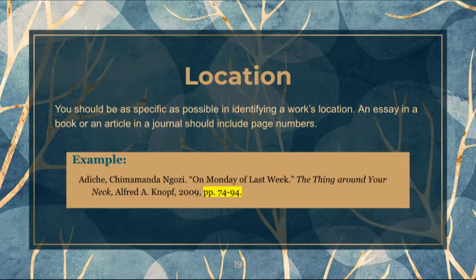Now, the final element of your source will be looking for the location. And this is because we, again, want to be as specific as possible when identifying our work's location. So, for an essay, a book, or an article in a journal, you would want to make sure you're including the page numbers. Below you can see the example where we are given the page numbers in the standard font at the very end of the citation.